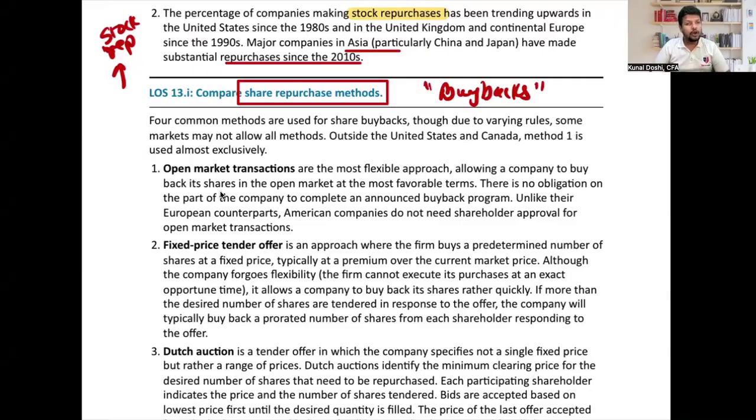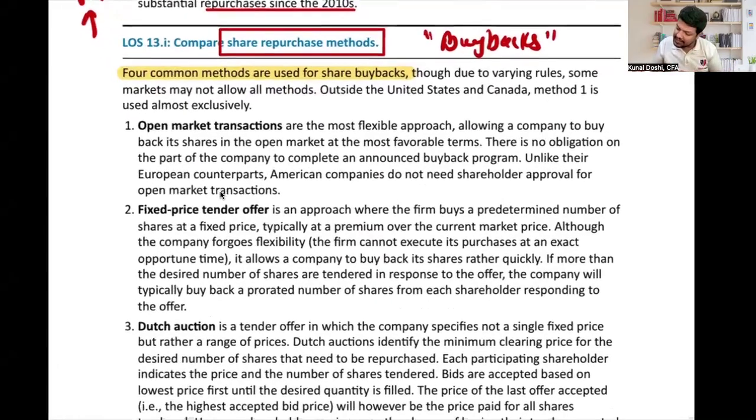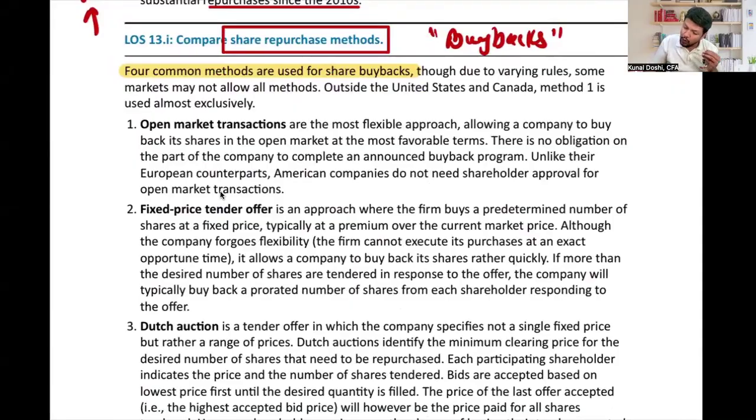So overall, there are four methods of doing share buybacks. These methods are very common in some countries. Due to varying rules, some markets may not allow all methods, so it's completely based on the rule. They are saying outside US and Canada, method one is used almost exclusively. So the most common method globally is the open market transaction.